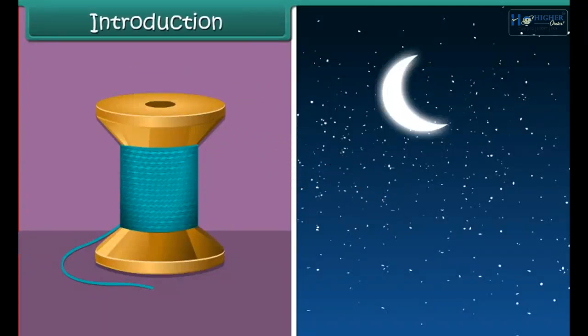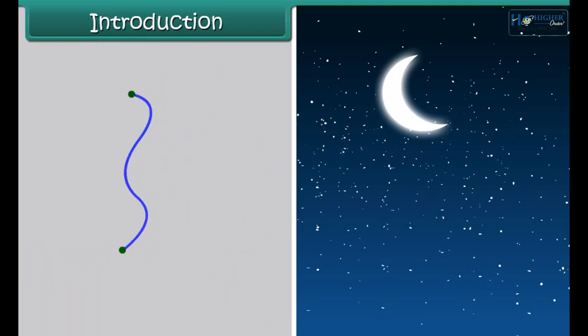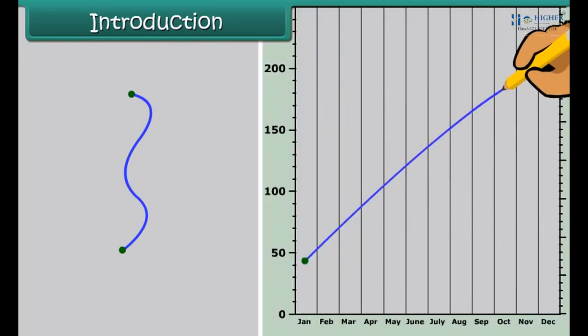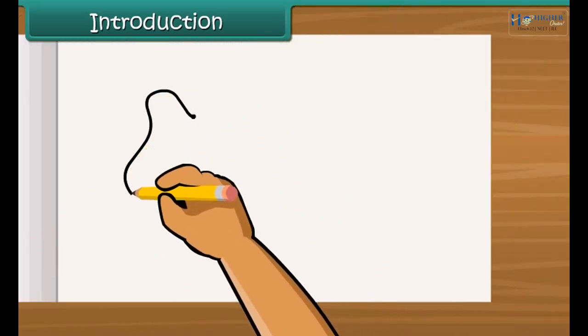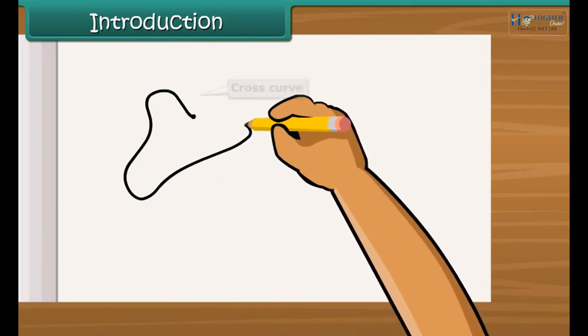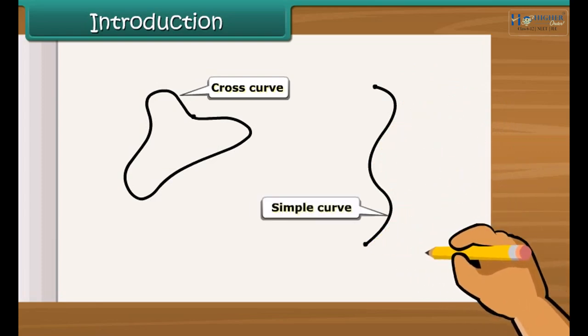Introduction. What shape does a loose thread make? What shape is a crescent moon? A curve in everyday usage means not straight. In mathematics, a curve can be straight also. A curve can cross itself or may not cross itself. If a curve does not cross itself, then it is called a simple curve.